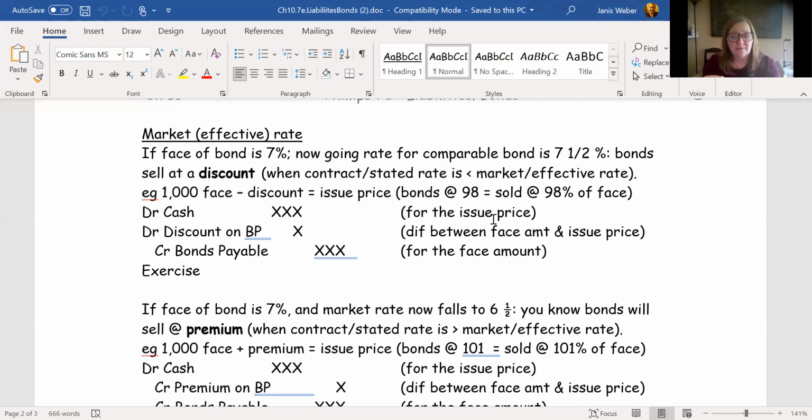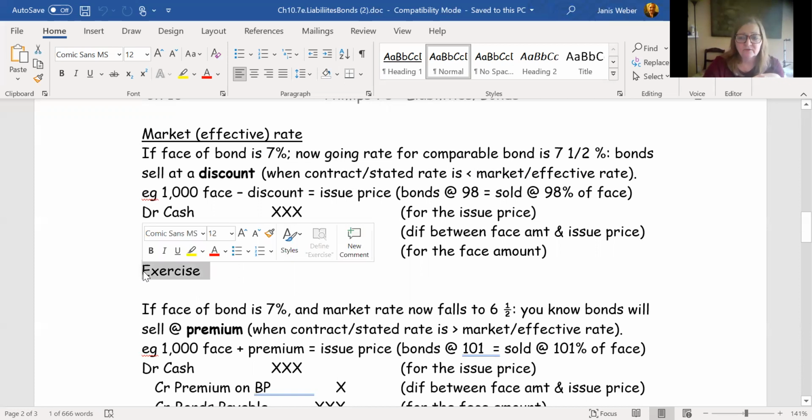So what would happen is we'd debit cash for the amount we issue it for. We would credit bond payable for the whole face amount, and then we'd have a debit for the discount that we had given because that bond was paying a lower interest rate. So the debit to cash is for the issue price. The credit to bond payable is for the face amount. And the balancer on the journal entry is the difference between the two, and it is the discount on the bond. Okay, so that's one thing that might happen.